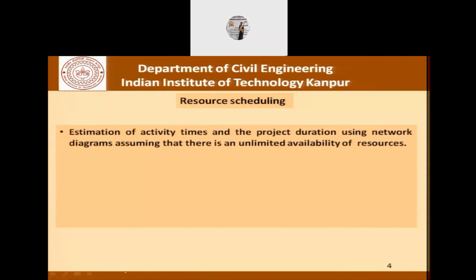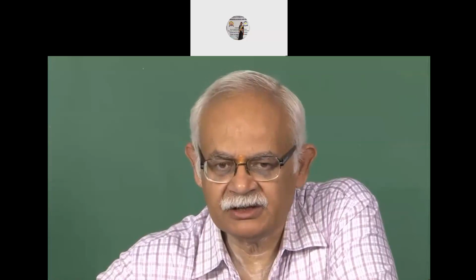Estimation of activity times and project durations using network diagrams, assuming that there is no cap or constraint on the availability of resources. That is what we have been doing. If you will recall, there was an earlier example, we are probably going to do it again today, where we estimate the quantum of work, have a number for the productivity of the labor or equipment, and try to come up with the time that is required to complete that activity.